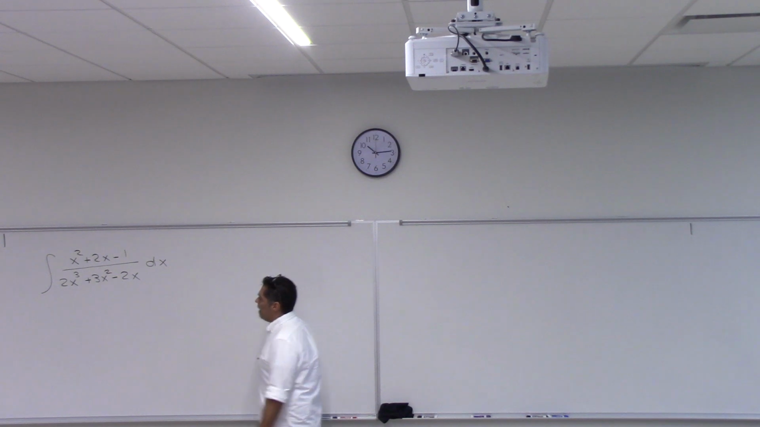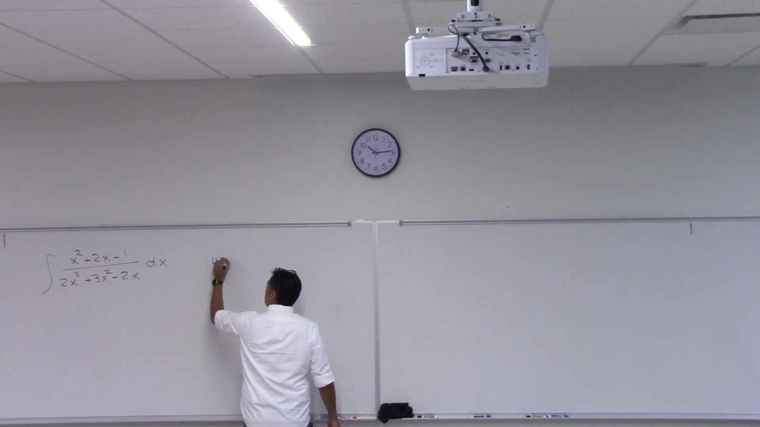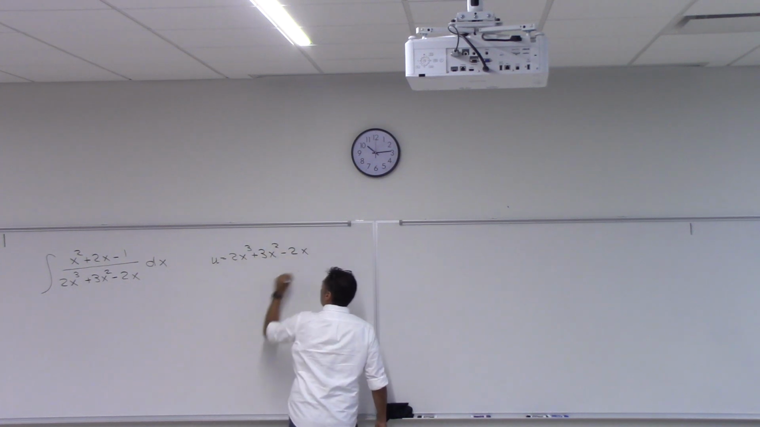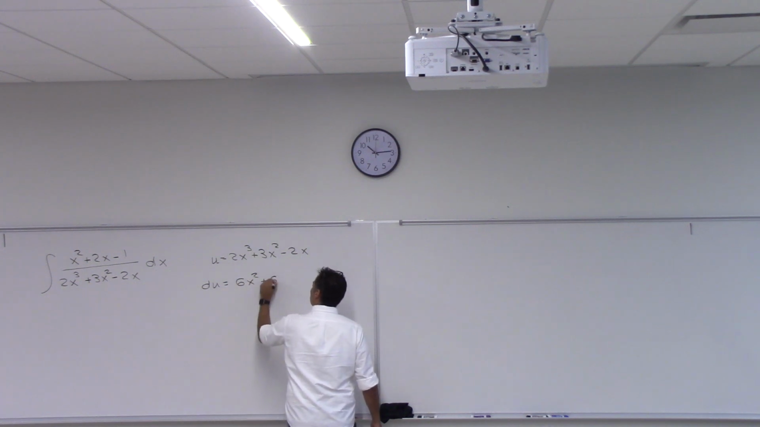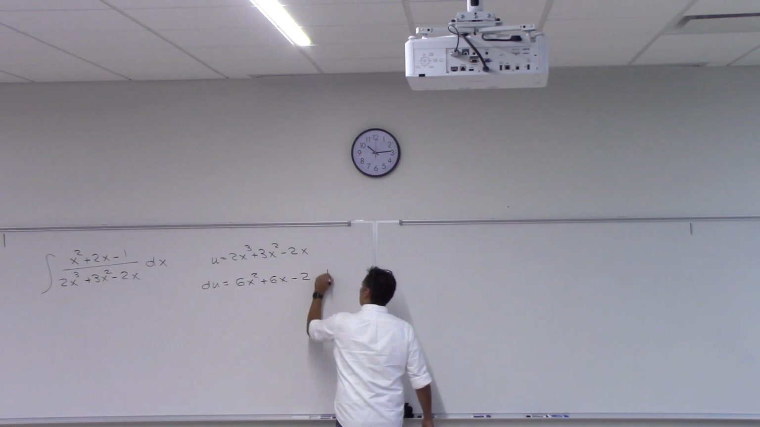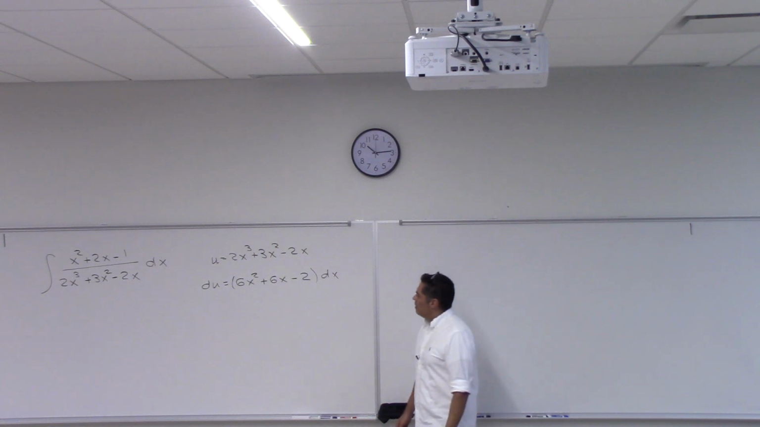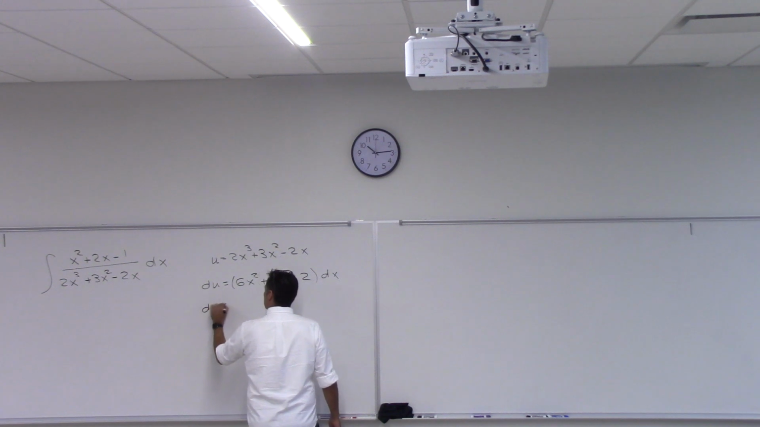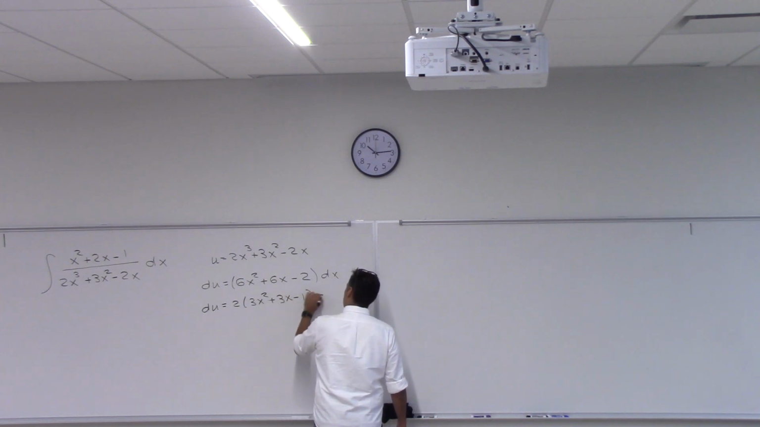But I am thinking maybe if I let u be the entire denominator, then the derivative of that, maybe it's that. I'm just going to check. u is 2x cubed plus... this would be really fortunate for me, wouldn't it, if this worked out? It's probably not going to work out. The derivative is 6x squared plus 6x minus 2 dx. Do you all agree that's our derivative? And you could pull a 2 out, and you'd have 3x squared plus 3x minus 1, right?